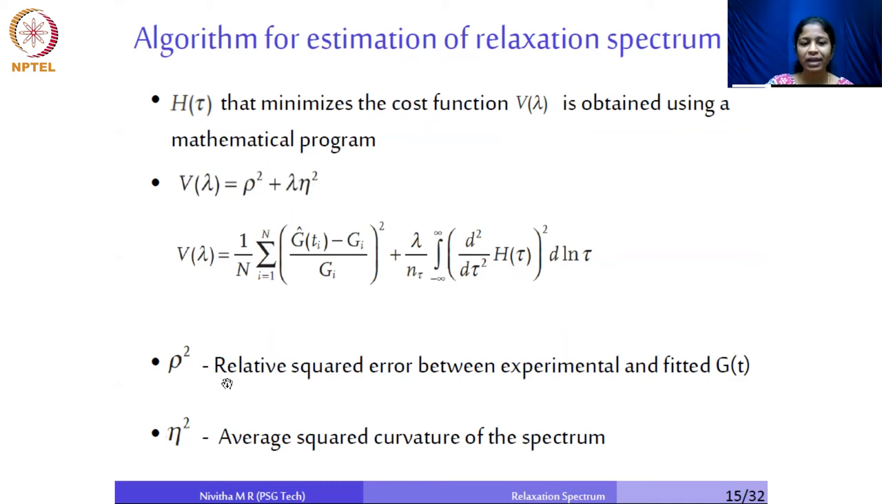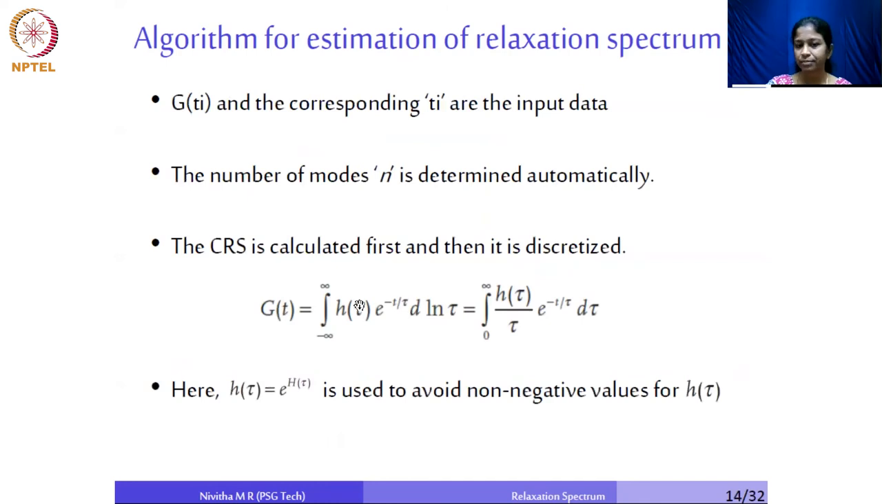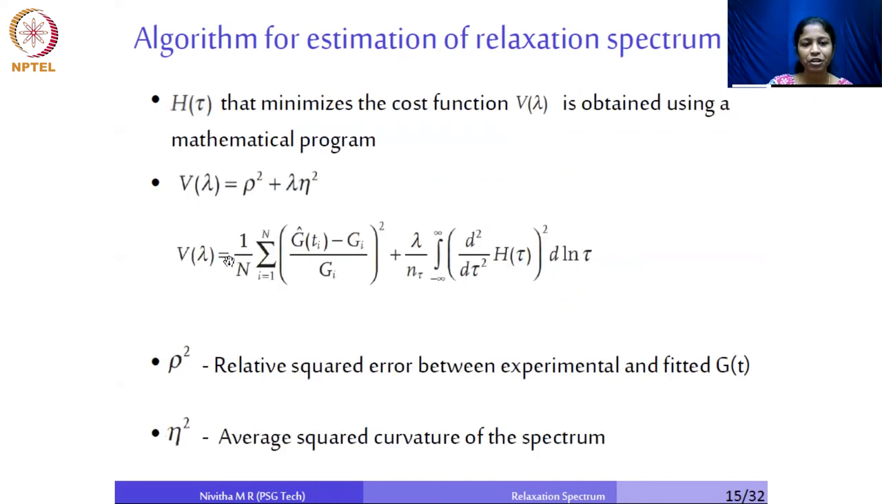So what is this rho here? It is the relative squared error between your experimental G of t and the fitted G of t using this particular function. If you look at the expansion for this V of lambda, you can see there are two terms. This is my first term here, and this is the second term here. The first term is nothing but the squared difference between G of Ti and G of I. One is the experimental data and the other one is the fitted data. And the second term here is the average squared curvature of the spectrum. It defines what the curvature of the spectrum looks like. I'll tell you again how it is done.